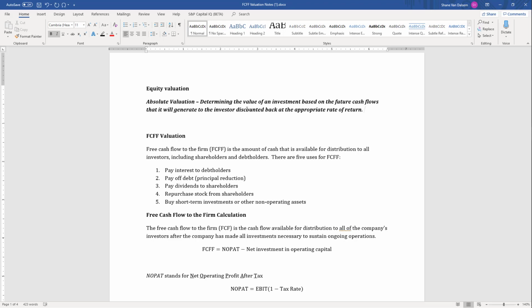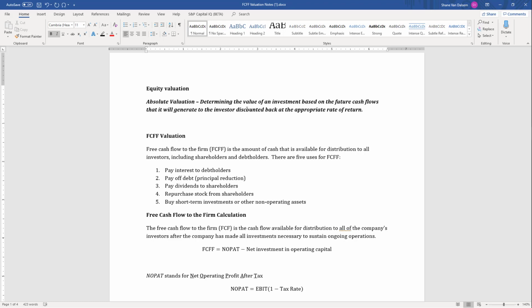And many of you have probably seen different valuation approaches. There's dividend discount models, which is the same idea. We take the expected dividends that the firm is going to generate in the future and give those to the stockholder and discount them back at the required rate of return of that stockholder.